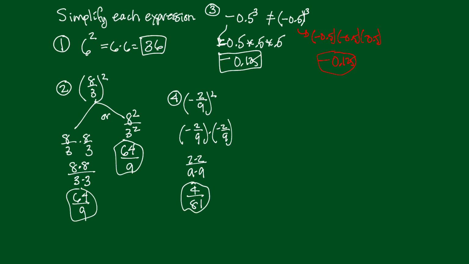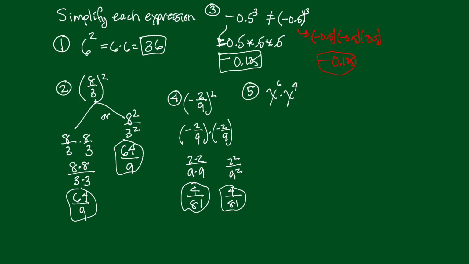Or, because I know I'm going to get a positive, I can just distribute this exponent to each of the parts of that fraction, the top and the bottom, numerator and denominator. So I can see this as 2 squared over 9 squared. 2 squared is 4, 9 squared is 81, so I get the same result either way.